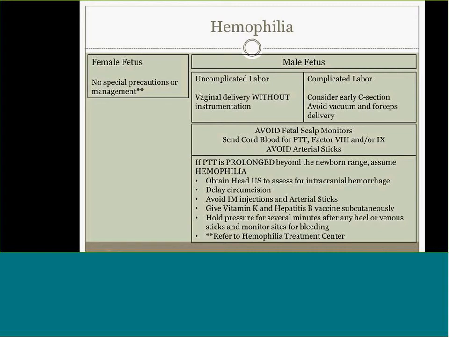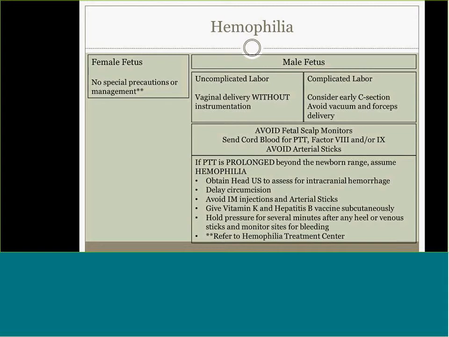If it's a male fetus with uncomplicated labor, you can consider vaginal delivery, just knowing that you do not want to do any instrumentation. You don't want to use forceps, you don't want to use vacuum. That has to be a very smooth delivery. If any sort of complicated labor, consider early C-section. And again, avoiding excessive manipulation if you can in the C-section. In both of these cases, you want to avoid fetal scalp monitors.